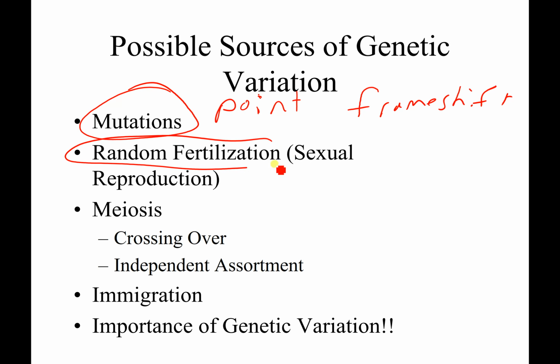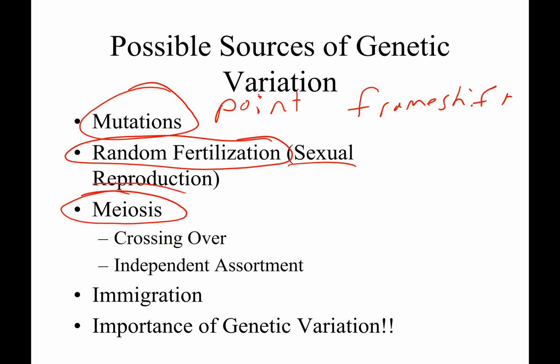Random fertilization is another source of variation in populations. In sexual reproduction, a random sperm and random egg get together to form a new offspring, and that creates lots of genetic variation. Meiosis is another source.